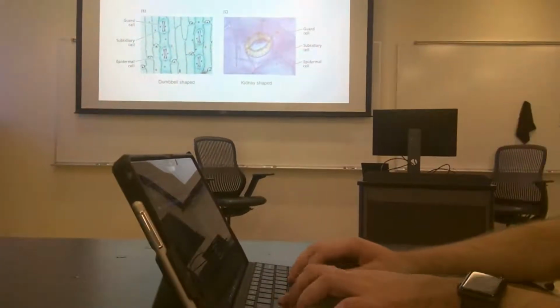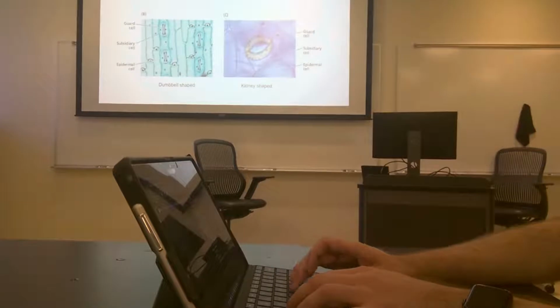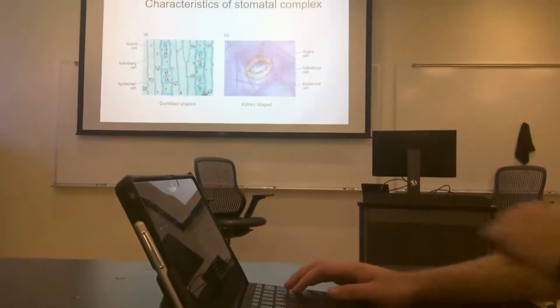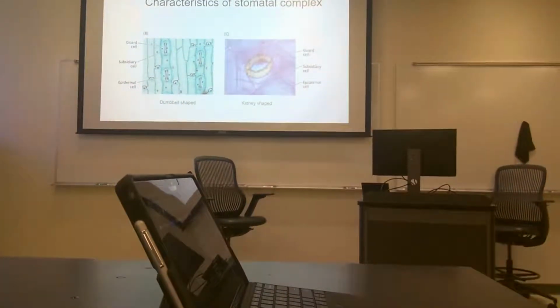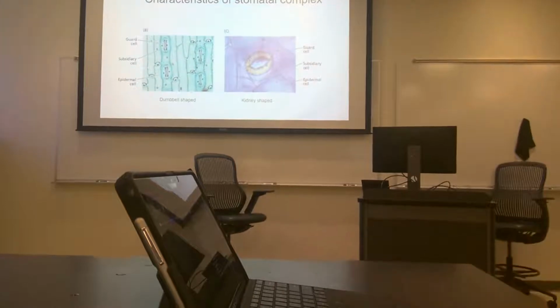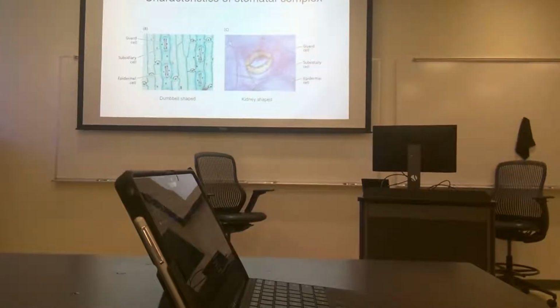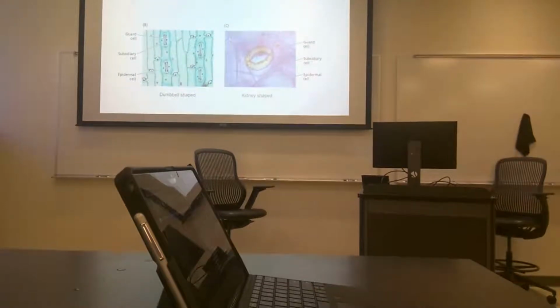But the job of subsidiary cells is super important, and we're going to talk about it in a minute. Basically, in the case that the subsidiary cells are not present, there is some epidermal cell that just does the job of the subsidiary cell. So you need guard cells and subsidiary cells for stomata to open and close.